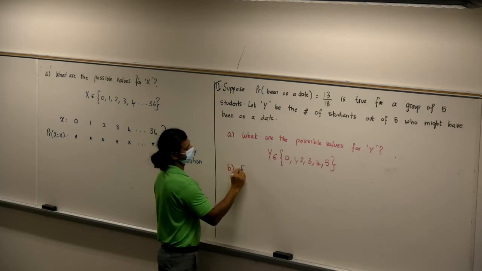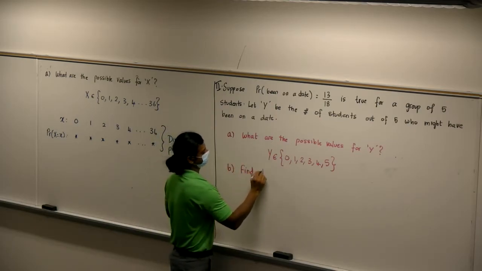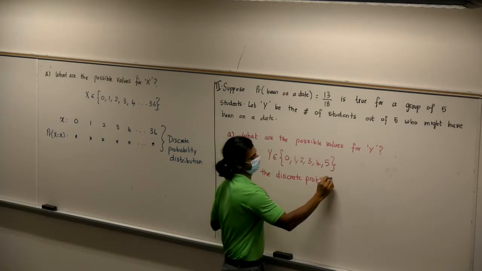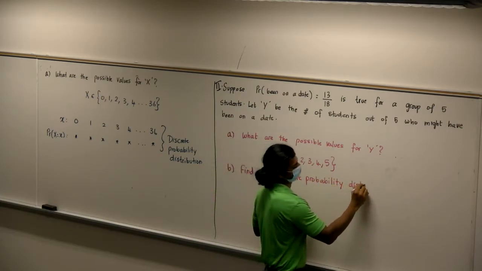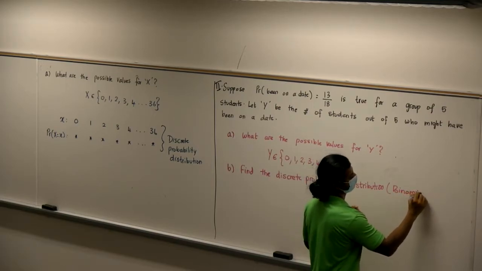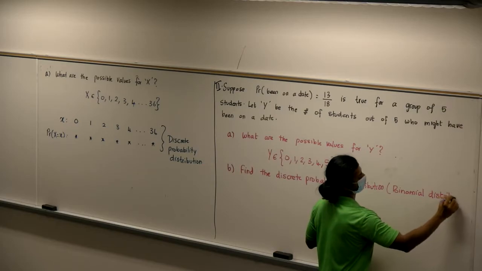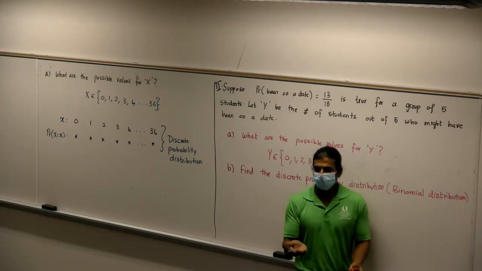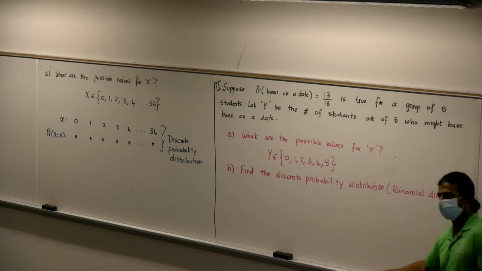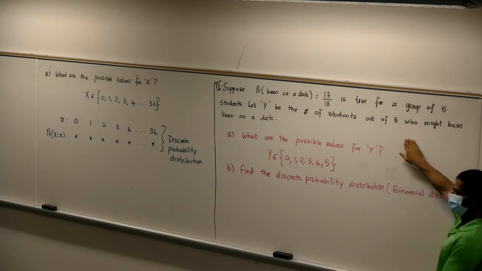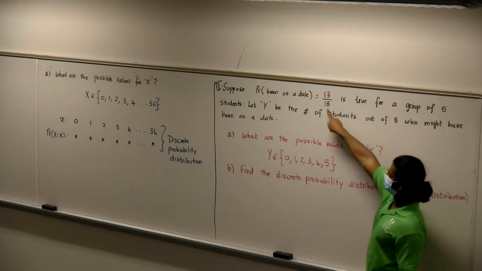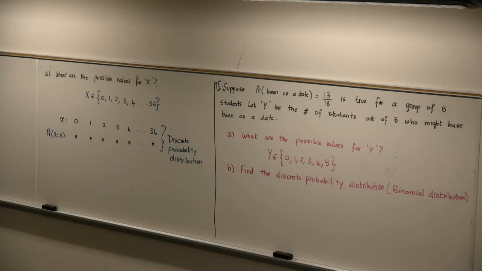The name in this case is a binomial distribution. Why do we call it a binomial distribution? Because the scenario we consider is binomial, right? We have 5 independent trials now. The probability of success is still getting, or being on a date. And we know the probability of success, which is 13 over 18.